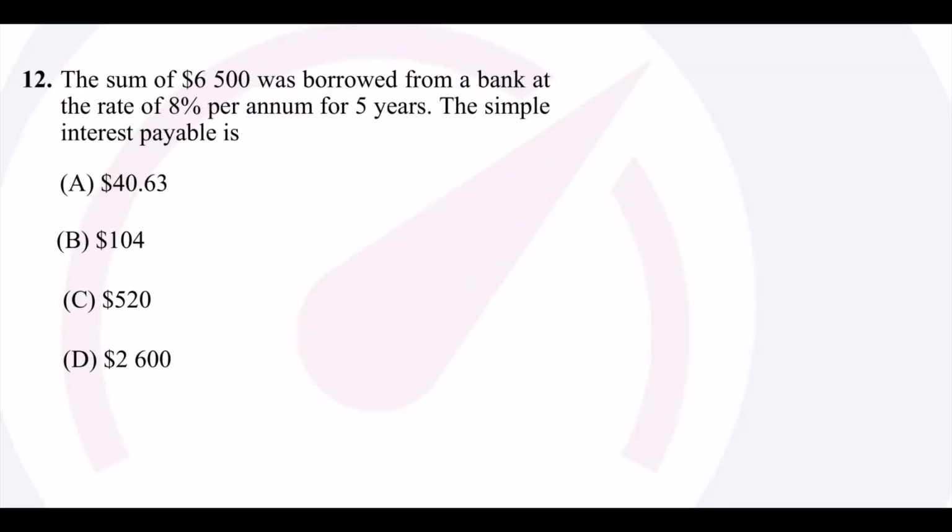Alright, question 12. The sum of 6,500 was borrowed from a bank at a rate of 8% per annum for 5 years. The simple interest payable is... now we know 6,500 is our principal. We know 8% is the rate, and the time in years is 5. So we know that the simple interest formula is I equals PRT over 100, and there are many variations of the same thing. So let's go ahead and find the interest.